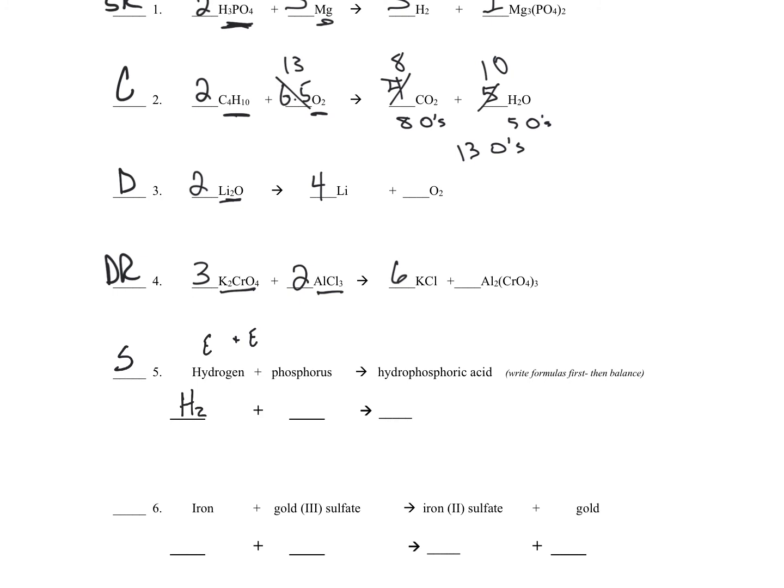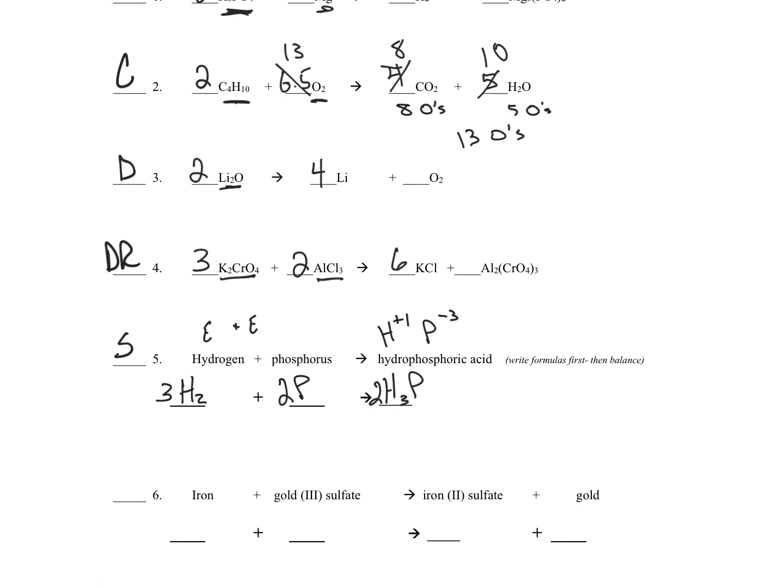Hydrogen is H2, it's a diatomic. Phosphorus is just P, and hydrophosphoric acid is going to be H3P. We know that P has a -3 charge, H is a +1, so it gets me H3P. Now I can balance this out nice and easy. I'm going to need 3 H2s for my 2 H3P, and then 2 P's to finish that off.